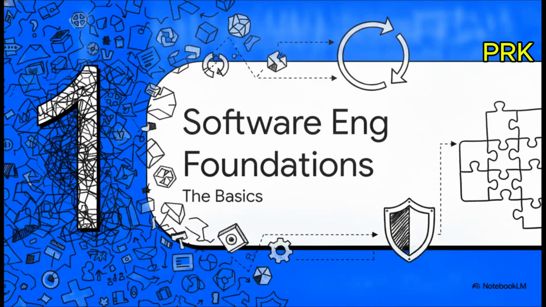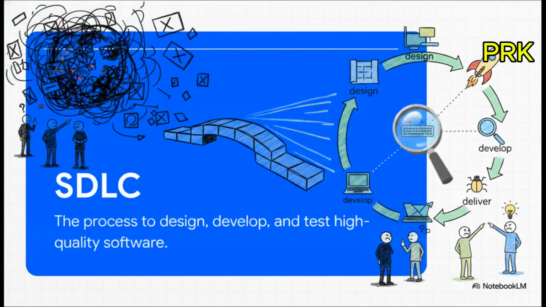Let's get to it. Section 1, Software Engineering Foundations, the basics. To really grasp modern frameworks, we first have to recognize the inherent chaos of building software. Enter the SDLC, or Software Development Lifecycle. Without this overarching process to design, develop, and test, software development is just a bunch of people typing in the dark. The SDLC is that foundational solution. It gives us a repeatable structure, making absolutely sure we deliver high-quality, working tech on time, instead of ending up with a tangled mess of broken code and frustrated developers.